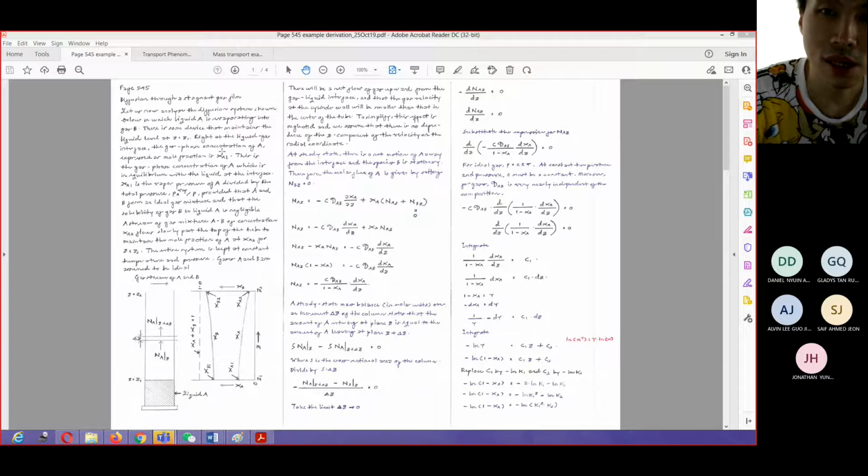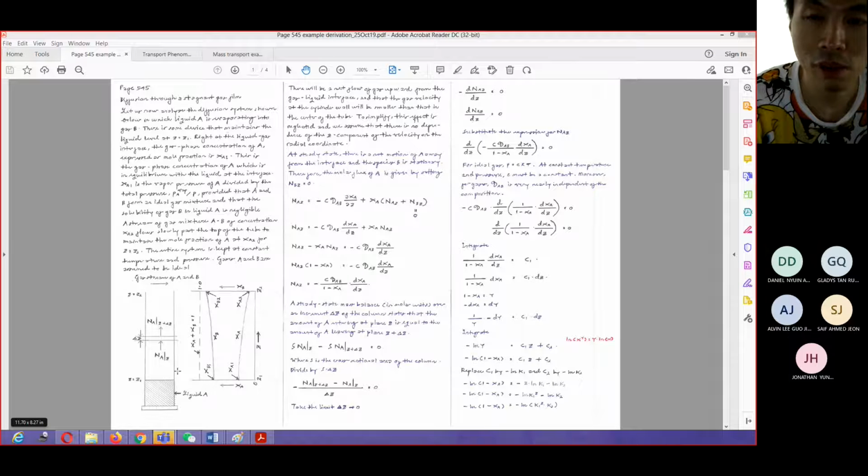Okay, so right at the liquid-gas interface, the gas phase concentration of A expressed as mole fraction is XA1. So at this particular position, where you have an interface between the liquid and the gas, we take the mole fraction of A as XA1. That XA1 will be equal to the moles of A divided by the moles of A plus moles of B. XA1 here can be defined as the vapor pressure of A divided by the total pressure.